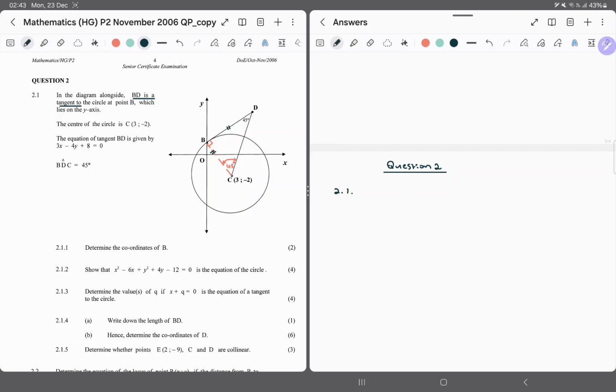Now you can see that this is an isosceles right-angled triangle. Okay, and we're told that this is on the y-axis, and then of course this is suggesting the coordinates of B is some y value and 0. Easy. Now we are told that the center of the circle is C. Great. The equation of the tangent BD is given by this expression. And then of course the best way is to write it like so.